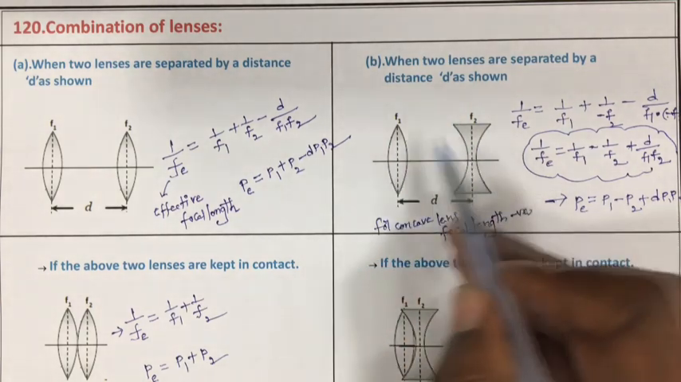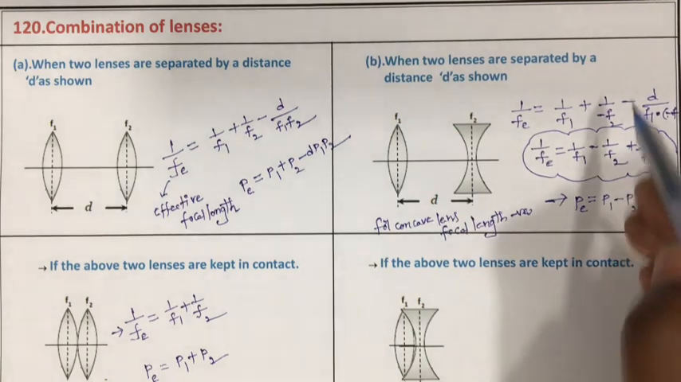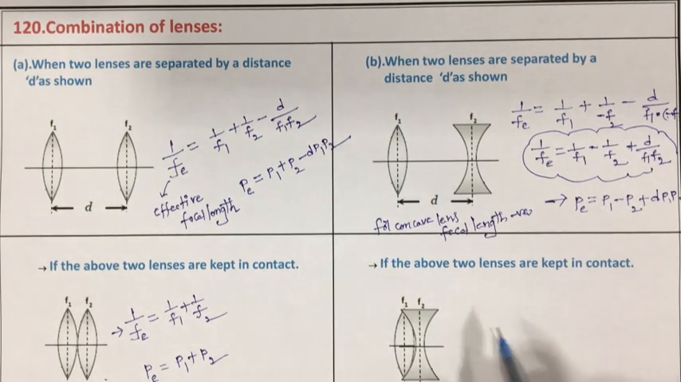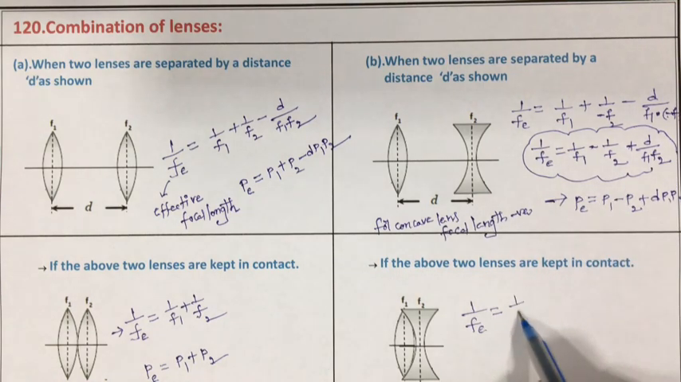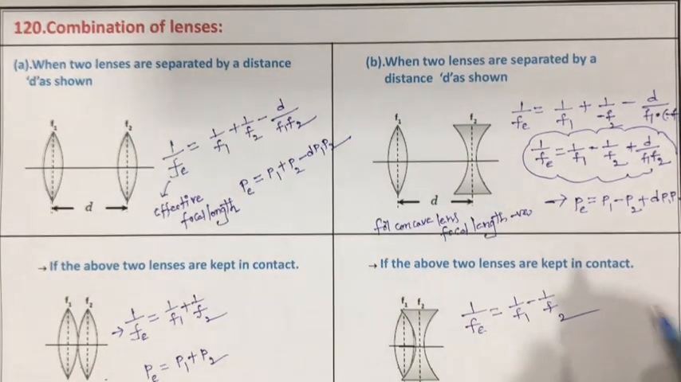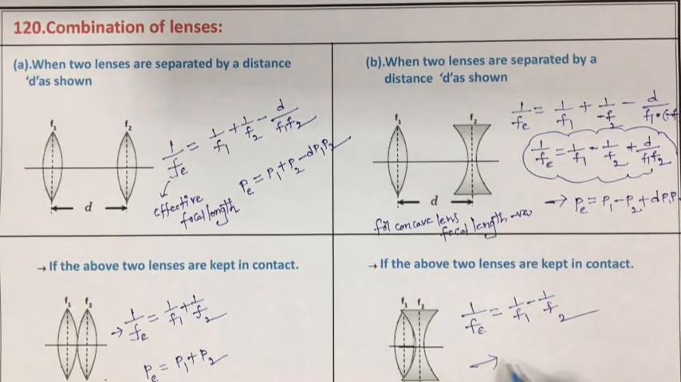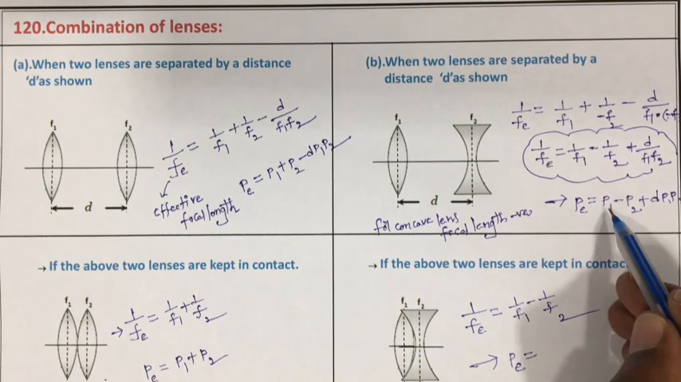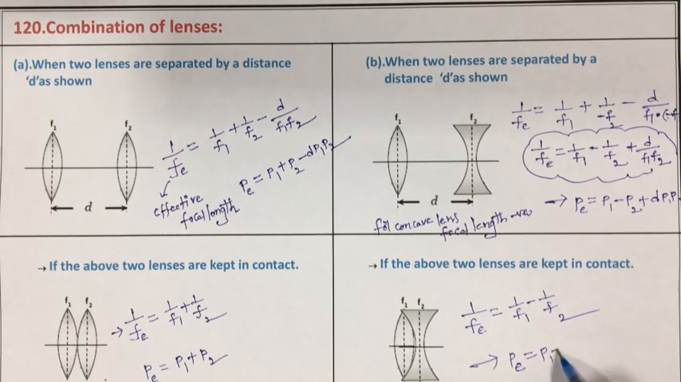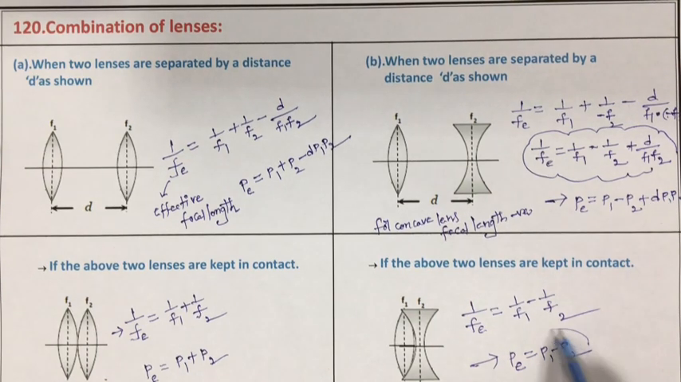If these two lenses are kept in contact, the d becomes 0. So substitute d = 0 in the above two formulas. What happens? 1 upon effective focal length is equal to 1 upon f1 minus 1 upon f2. This term becomes 0. Similarly, effective power is equal to p1 minus p2. When d becomes 0, this term becomes 0. So this is the effective power.